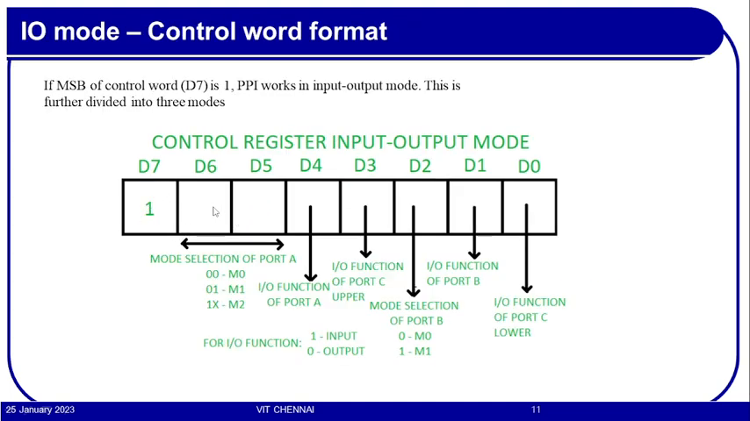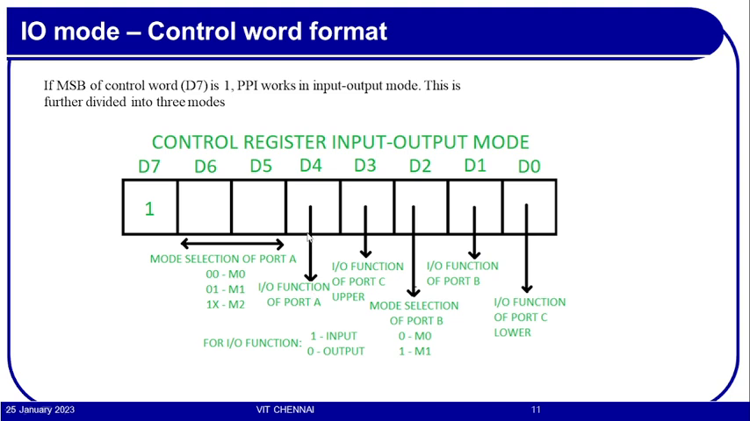Then the next 2 bits are for mode selection of port A. Port A can work in mode 0, mode 1 or mode 2, so 3 modes are possible for port A. If it is 0 0, port A is in mode 0. If it is 0 1, it is in mode 1. If it is 1 0 or 1 1, it is in mode 2. The next bit controls port A's IO function, that is whether it is input or output is determined by this D4.